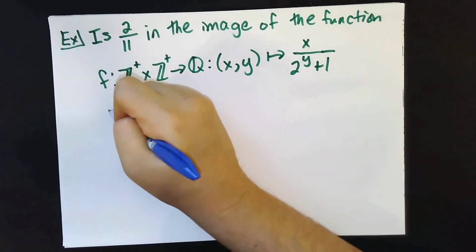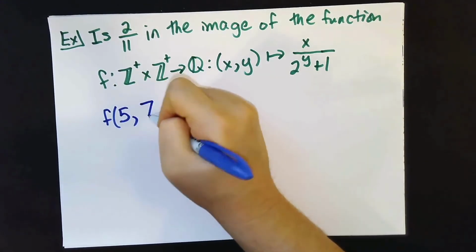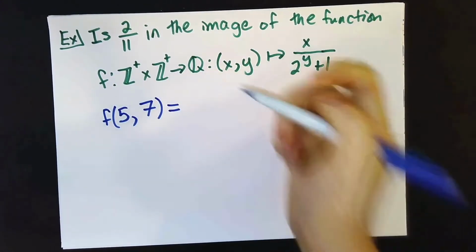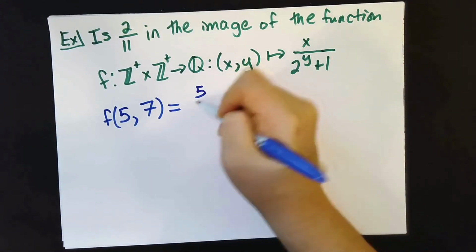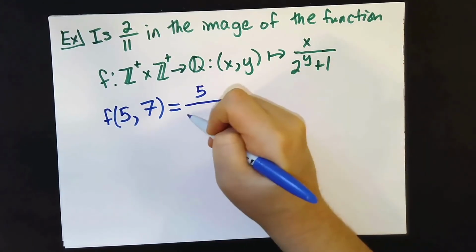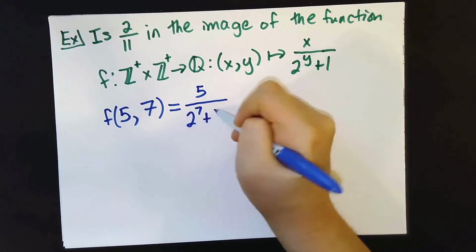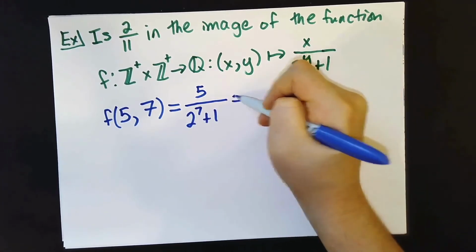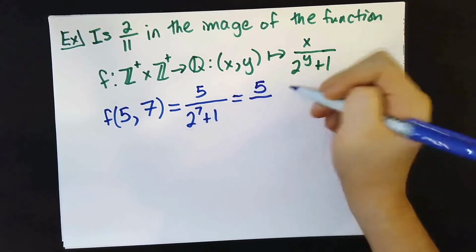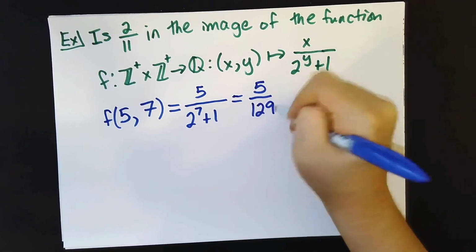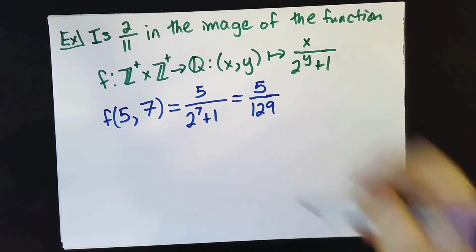Just to make sure we understand what this function is doing, what do I get if I take f of (5, 7), for example? I'm going to put the 5 in the numerator, and then the 7 in the denominator in the power of 2. 2 to the 7th is 128. So this is actually going to be 5 over 129. And that will be our output.